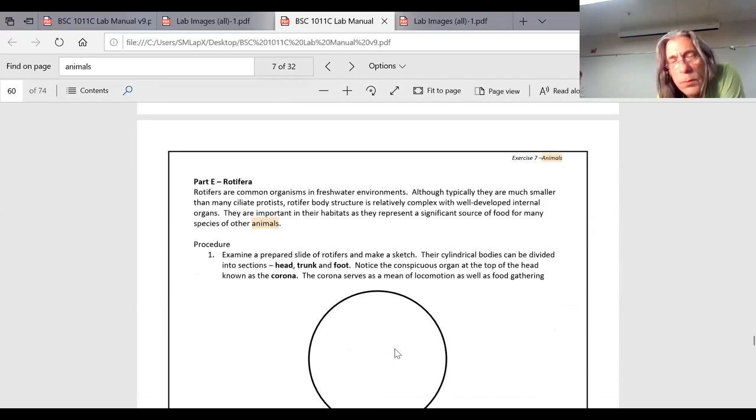Last one. I'm running a little bit early. Any questions for me, folks? Let's look at the rotifers. These are cool. Going under the microscope.